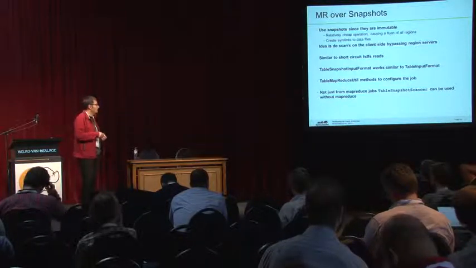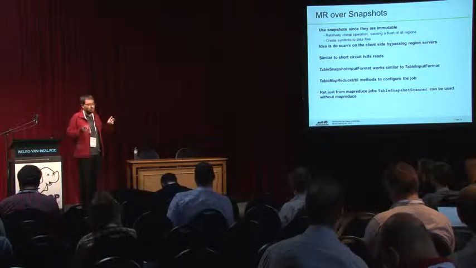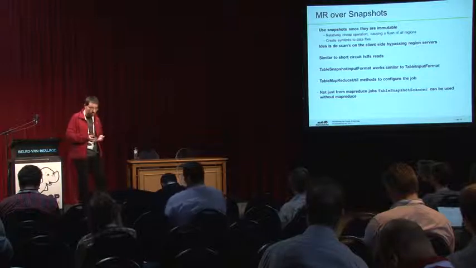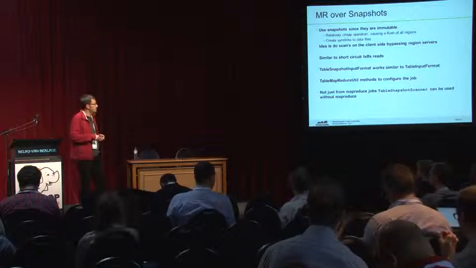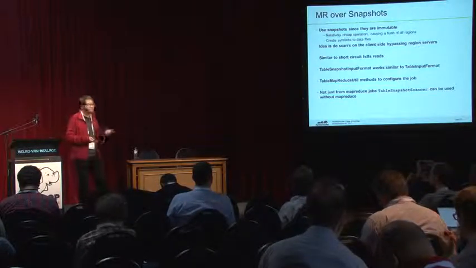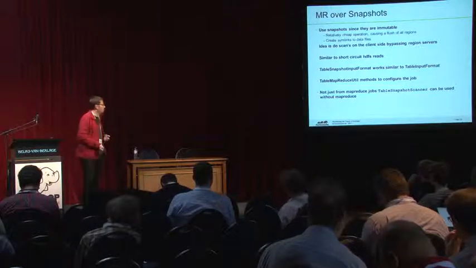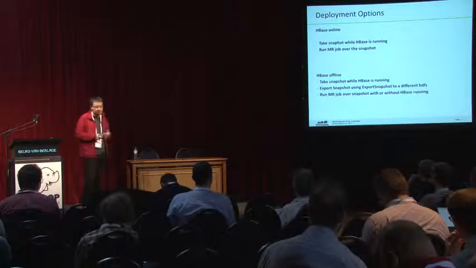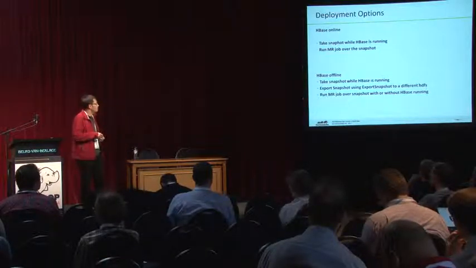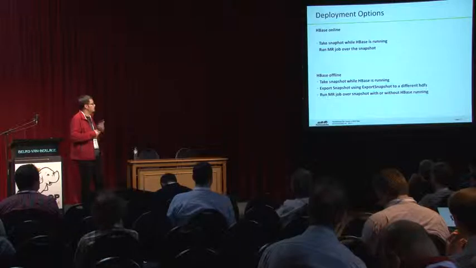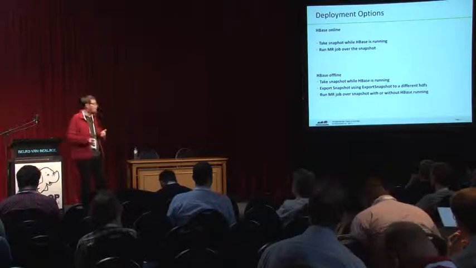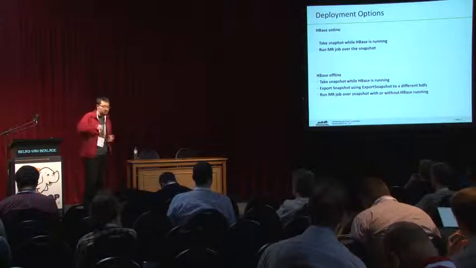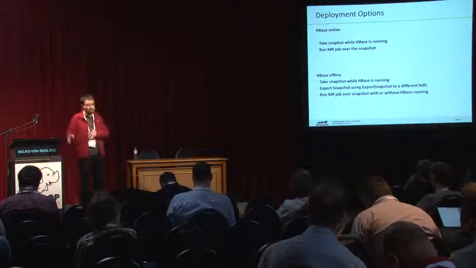And this feature is also not specific to MapReduce. If you want, you can use it without MapReduce. You can just open a scanner, called the table snapshot scanner, from the client side and scan from a snapshot. Okay, so this feature can be used with different deployments, HBase offline and online. So you can take a snapshot and run a MapReduce job over the snapshot if HBase is online. Otherwise, you can also take a snapshot while HBase is running, export this snapshot into a different HDFS, and then run your MapReduce job from there.